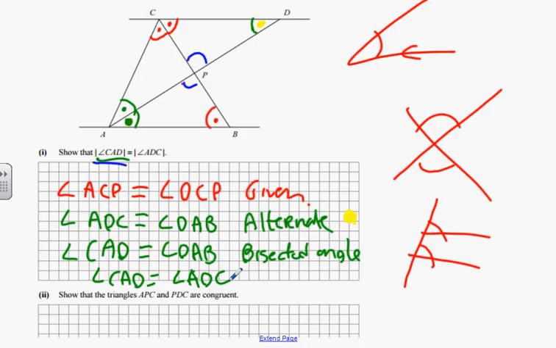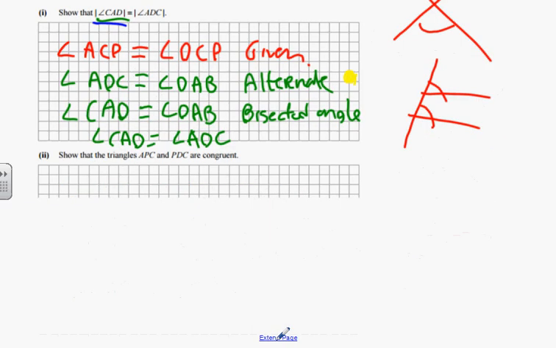Now imagine that you didn't really do too well there. How would you pick up some of the 10 marks in the next one without doing much? How would you get yourself on 4 out of 10? Anybody? 4 out of 10 without even thinking much? SAS, ASA, and SSS. One of them's got to be right, so you count out the 10 marks. Okay? It says the word congruent.